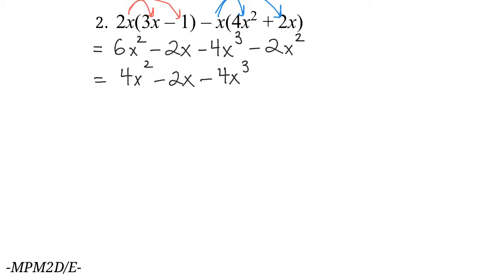And now if we want to rewrite our final answer in the correct order, we always want to list our terms by degree, so from highest to lowest. So you want to list them from the highest exponent value to the lowest exponent value. So that means if I look at my exponents, 3 would be the highest, followed by 2, followed by 1. So if I were to rewrite this, I could actually write this as negative 4x cubed plus 4x squared minus 2x. Now, both answers are correct.